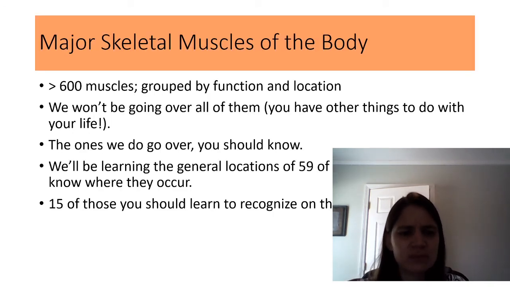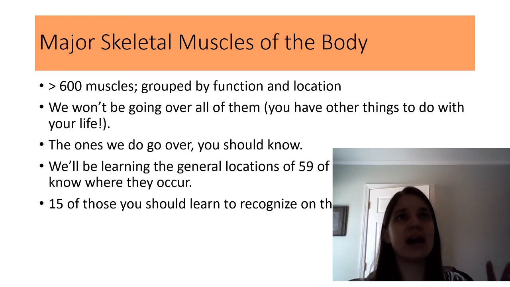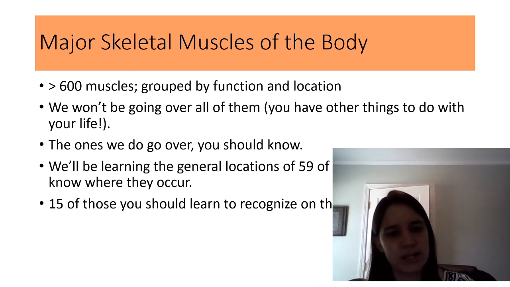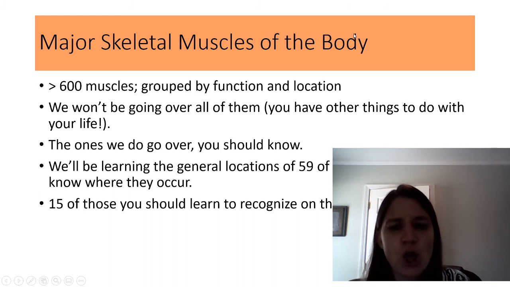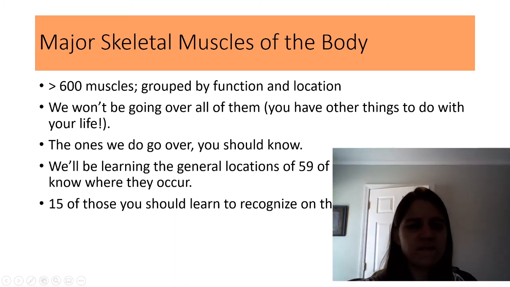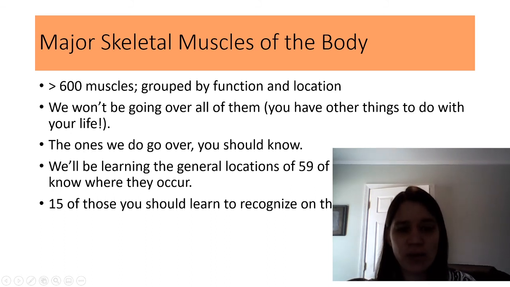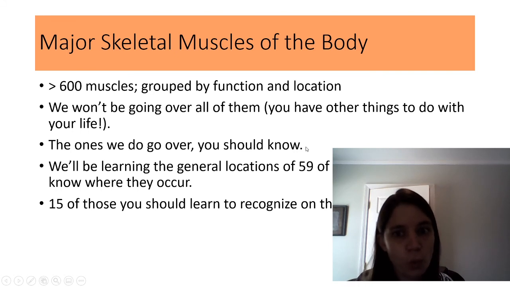This last part, in class we go through them and do a head, shoulders, knees, toes kind of thing. But what I'd like you to do for this is know the general locations of 59 of them. There are more than 600 muscles in the body. We're not going over them all. There are 59 that you should be vaguely aware of where they are, and there are 15 of those that you should actually recognize where specifically they are.